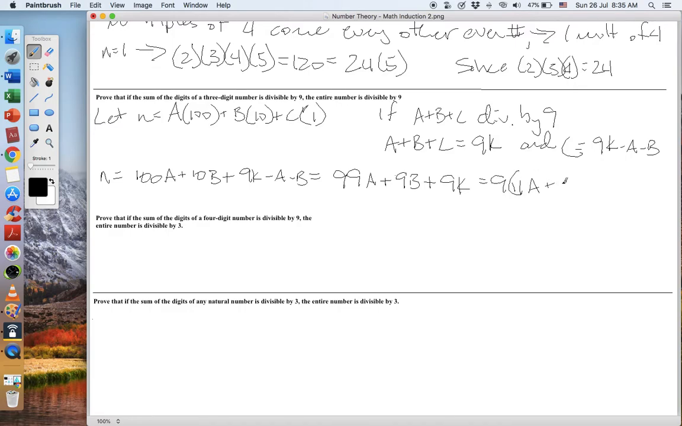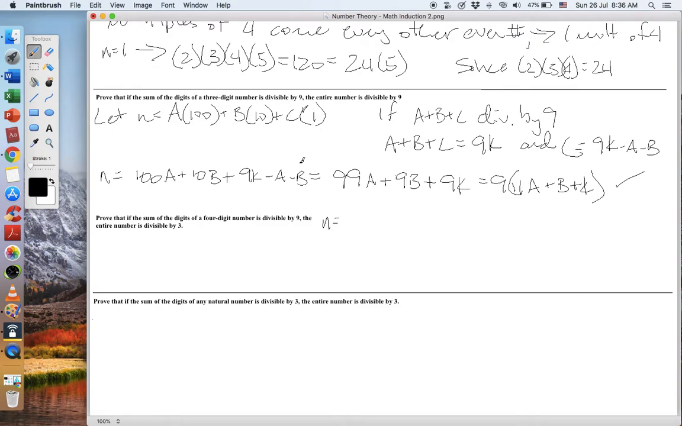11a plus b plus k. And so since this is divisible by 9, of course, then it checks out. And then the next part is prove that if the sum of the digits of a 4-digit number is divisible by 9, the entire number is divisible by 3. Well, we're going to have the same thing, basically.